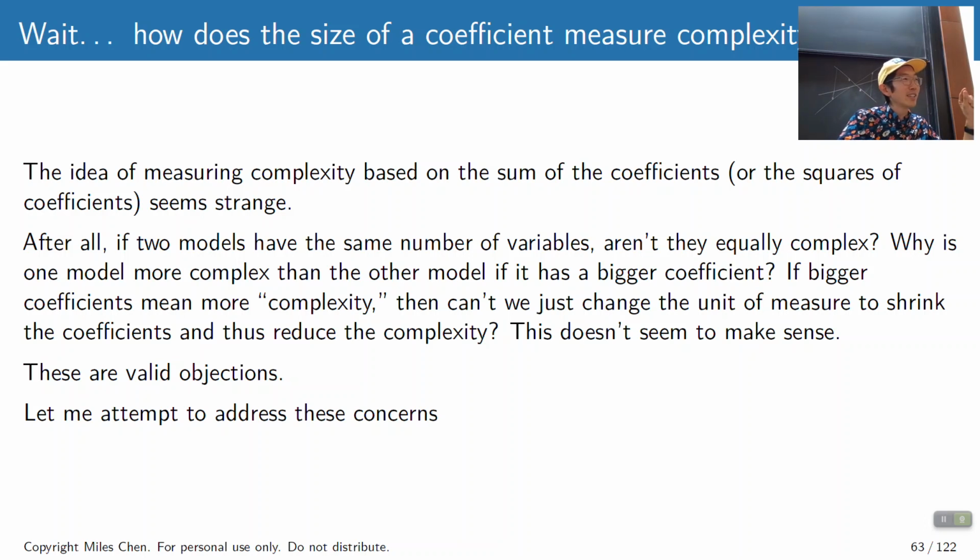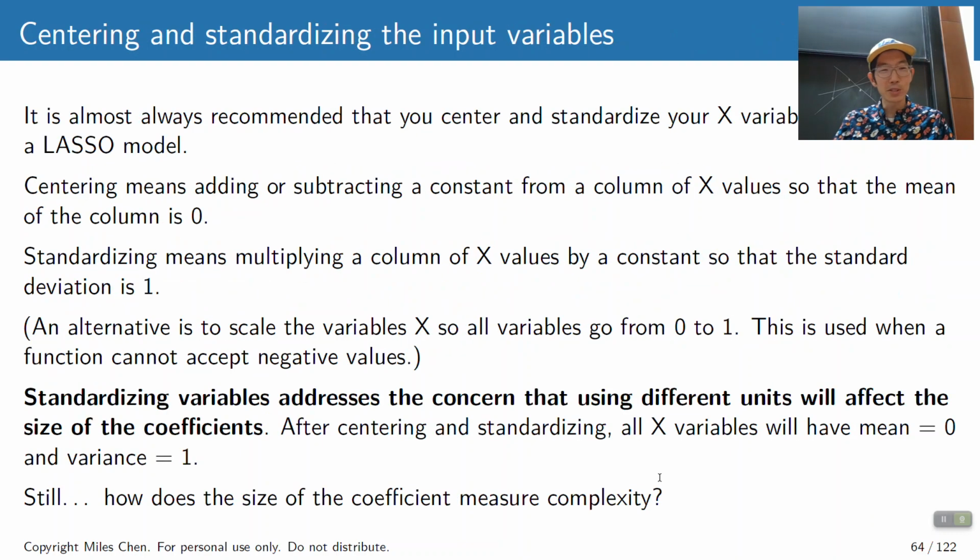Depending on the unit, okay? And that doesn't make sense, that just because we use different units, now we're going to have different coefficients, and now we're going to have different complexity values, okay? Because complexity is based on the size of the coefficient itself. So if the slope is 0.01, that's less complicated, and if the slope is 50, we're saying that's a more complicated model, and that doesn't make sense, right? So let me try to address both of these concerns, okay?